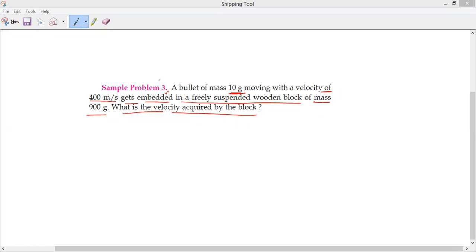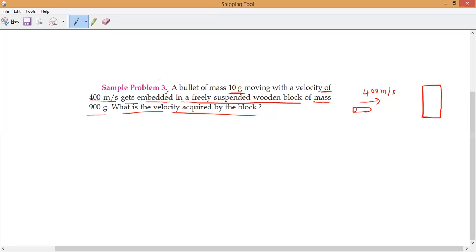For example, imagine this is the bullet. The bullet is moving like this with a velocity equal to 400 meter per second. Now it strikes the wooden block which is suspended freely. After striking, it is stuck inside. That is what we call embedded. Embedded means it is stuck inside.